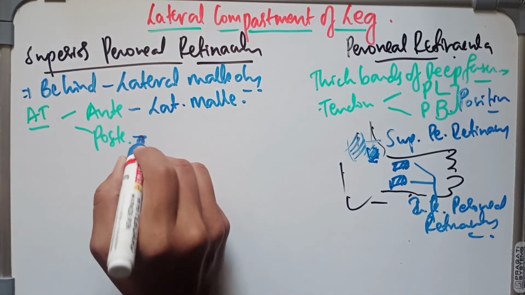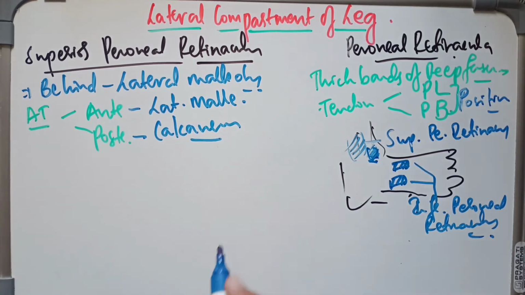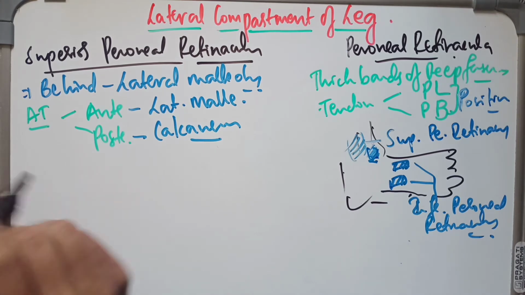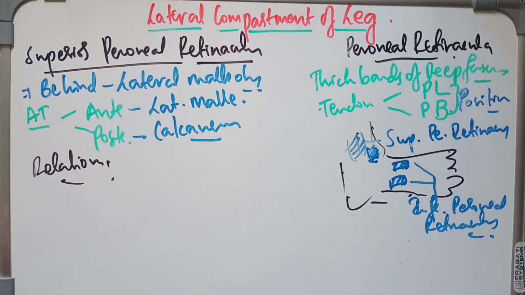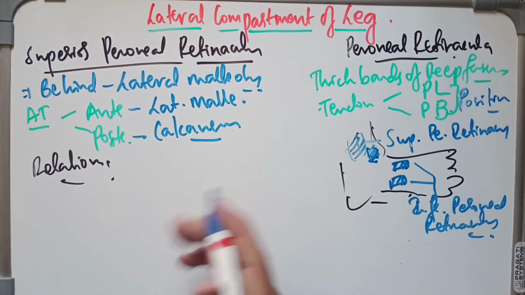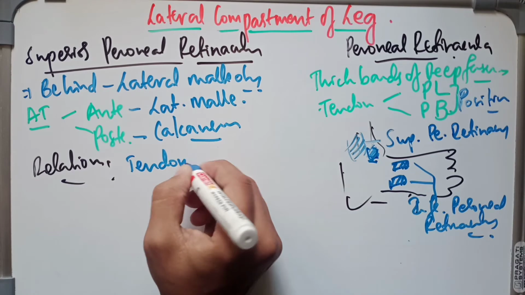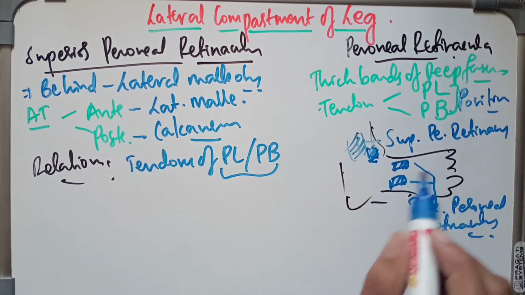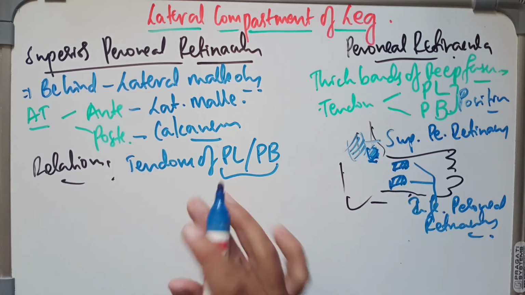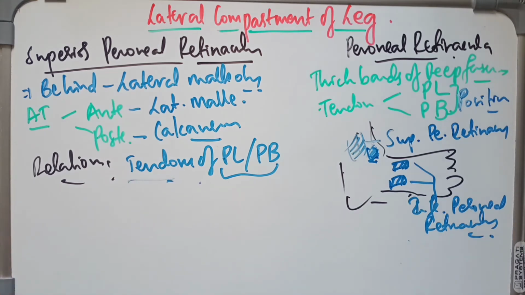And posteriorly it is attached to the calcaneum. What is the calcaneum? This is a tarsal bone. So these are the attachments of the superior peroneal retinaculum. Finally, relations. The tendons of both peroneus longus and peroneus brevis lie deep to this retinaculum, and these tendons are enclosed in a common synovial sheath. So that's about the relations of the superior peroneal retinaculum.